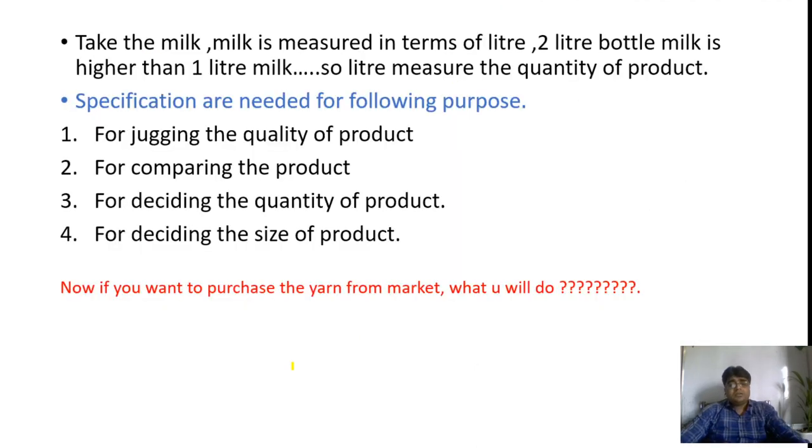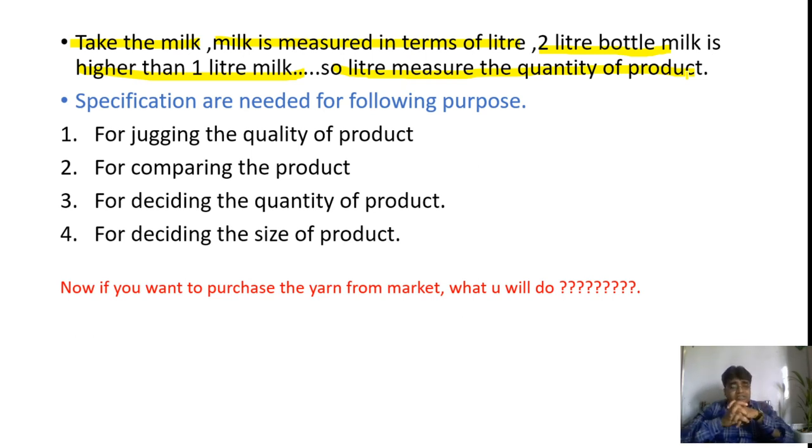Now you take another very live example, that is milk. Now milk is measured in terms of liter. Now a 2 liter milk bottle is higher than a 1 liter milk bottle. So what does it show you? Liter measures the quantity of the product. Definitely the 2 liter milk bottle is higher than the 1 liter milk bottle. So this 2 liter expresses the quantity of the product. So this is in the case of milk. So these specifications for any product play a very important role in selecting that particular product.